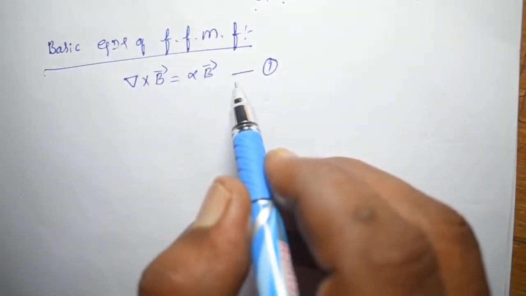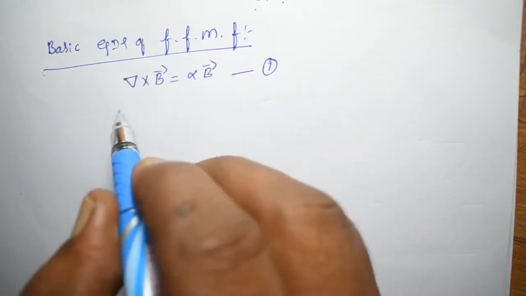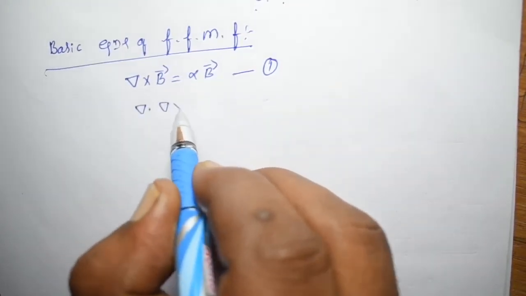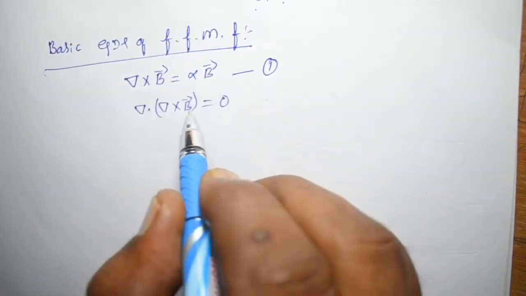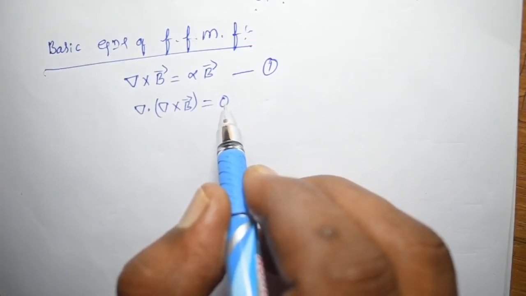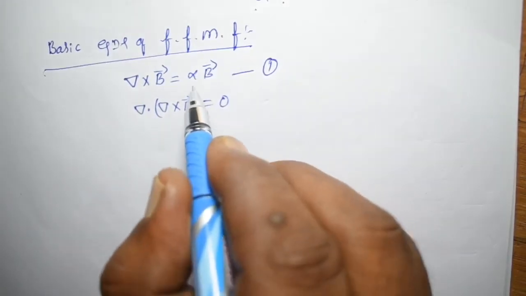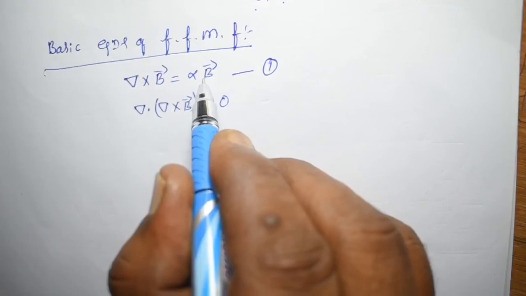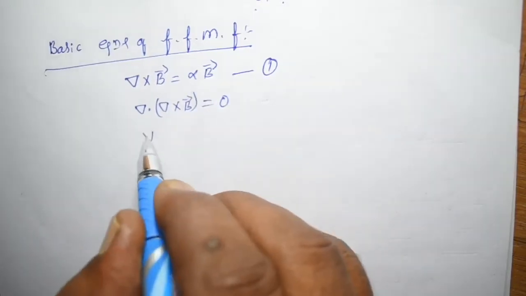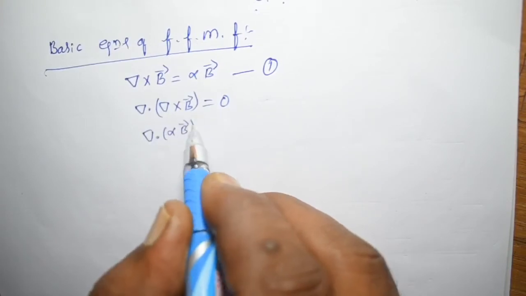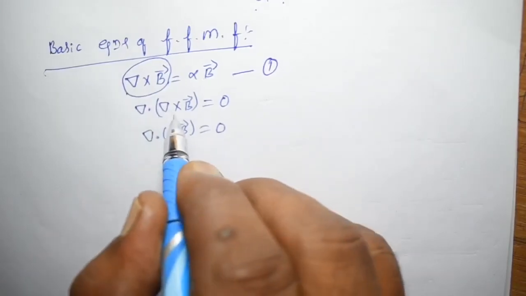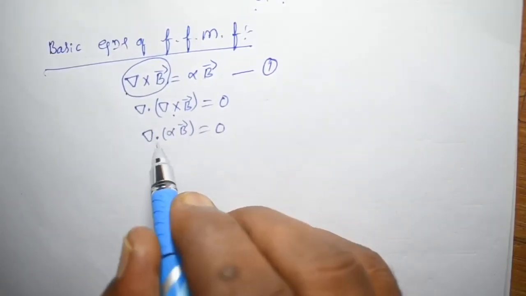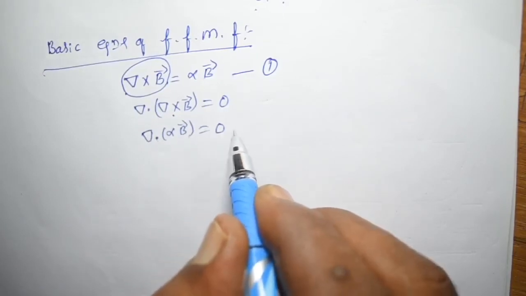We know from the property of vectors that the divergence of the curl of any vector is equal to 0. Right? So by applying divergence on both sides of equation 1, you get divergence of alpha into B is equal to 0, because the curl term on the left becomes 0 using this property.